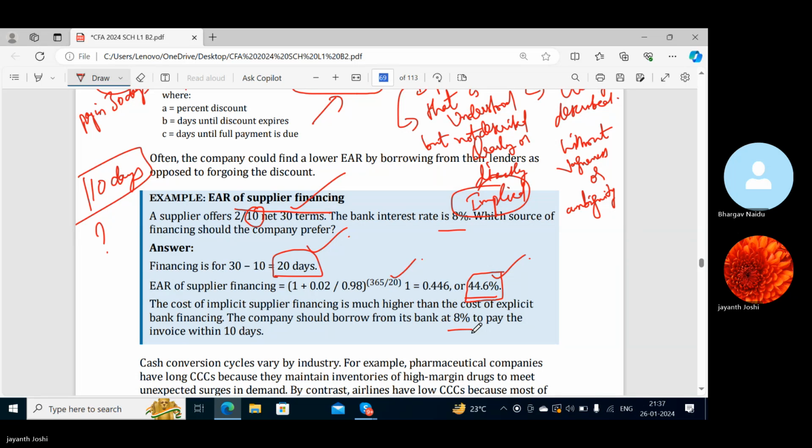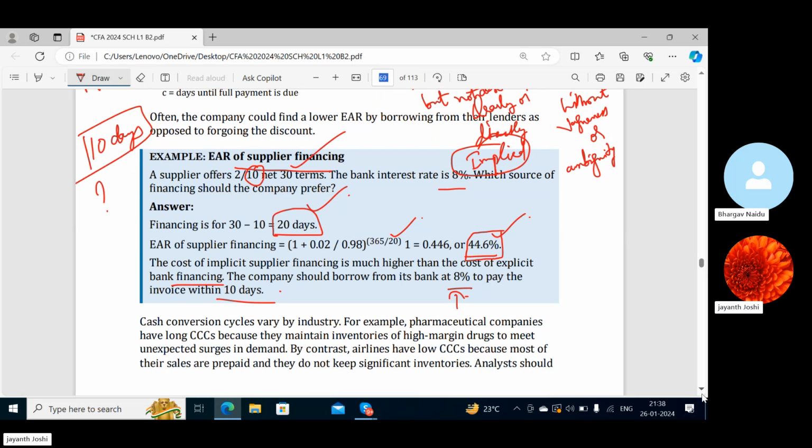Yes, sir. So the supplier is taking a lot of benefit from you. The cost of implicit supplier financing is much higher than the cost of implicit bank financing. The company should borrow from the bank at 8% to pay the invoice within 10 days. That's it. Okay. Sir, but I still have a doubt.